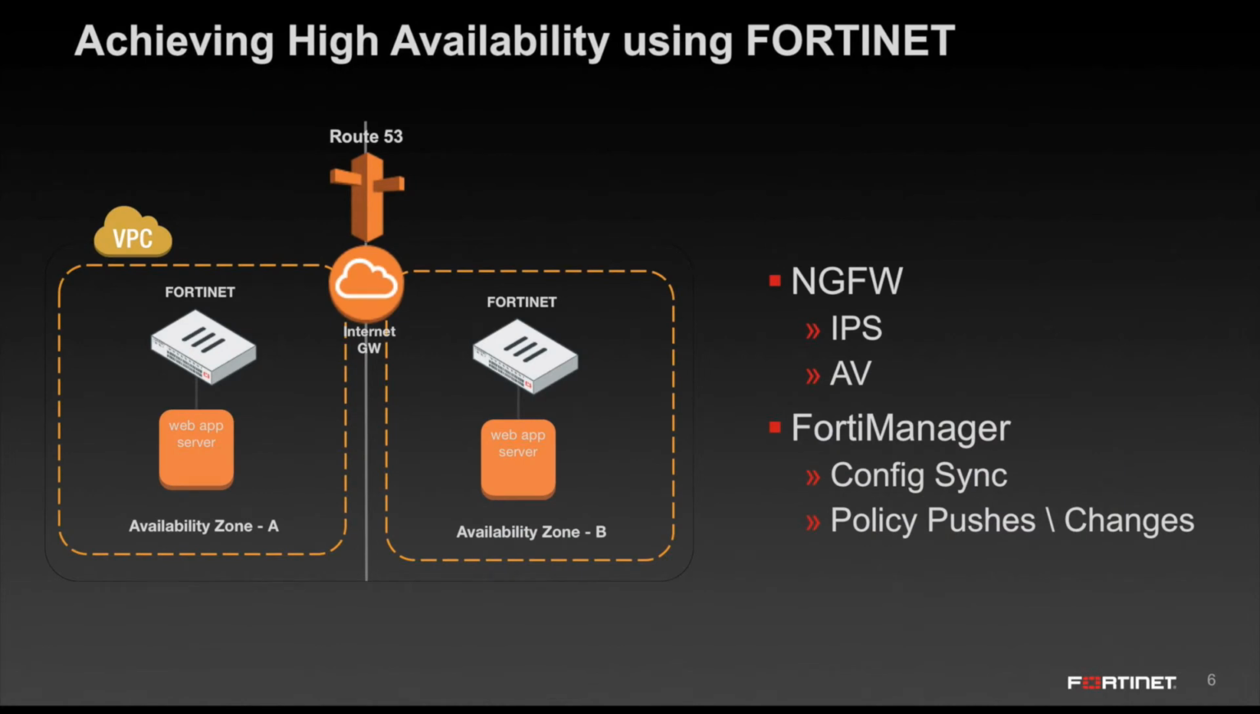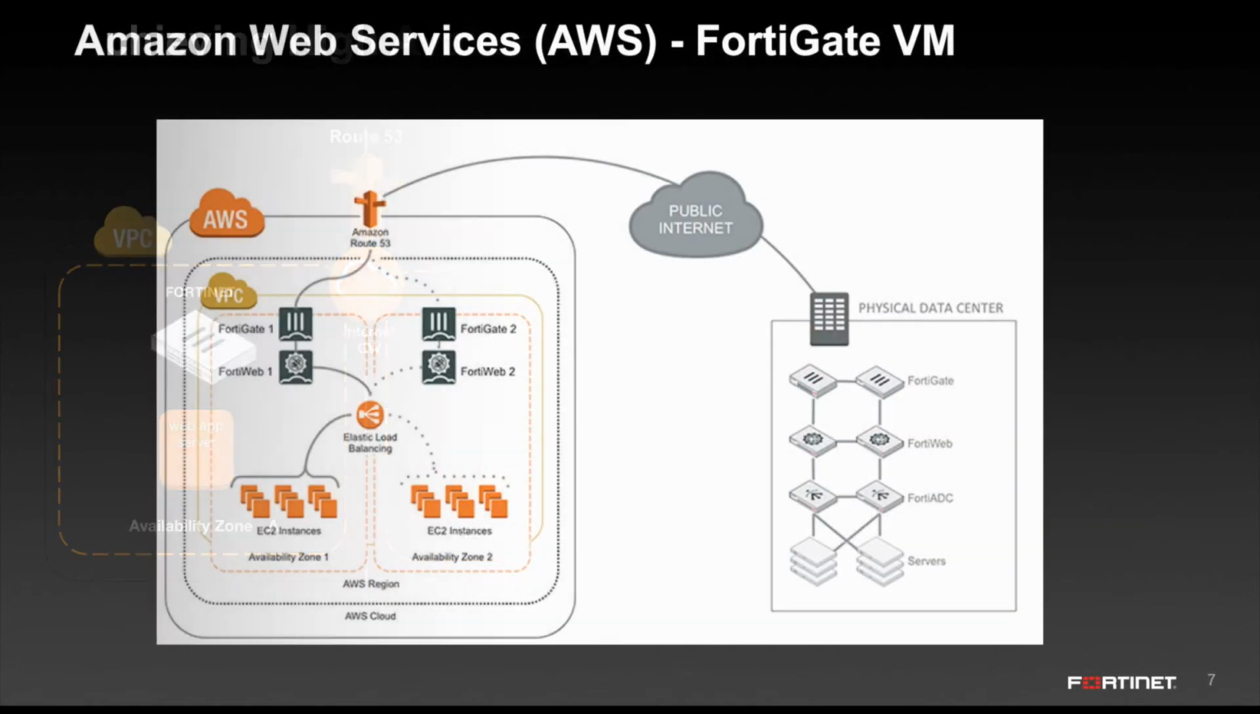A very big thing, and you will see this diagram in a couple of presentations if you look at AWS within Fortinet's portfolio. The biggest thing is that we can provide our next generation firewalling with IPS and antivirus, and you can also use the FortiManager to synchronize configurations, push policy and make changes. What you can do is put two Fortinet firewalls down into different availability zones. It's important to know that the configuration might be in sync, but the sessions are not in sync. But you can definitely use the manager to configure and push policy and changes. We'll go into more detail on that in the next couple of slides.